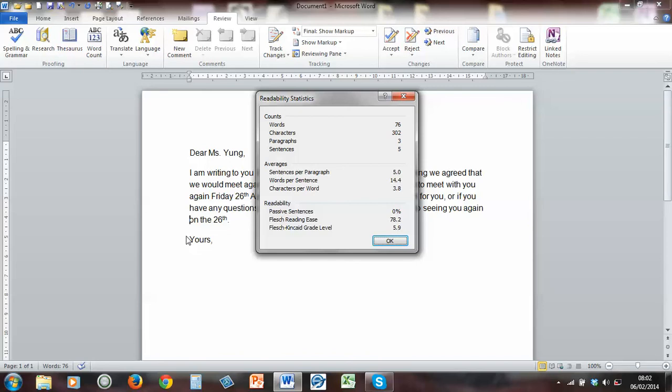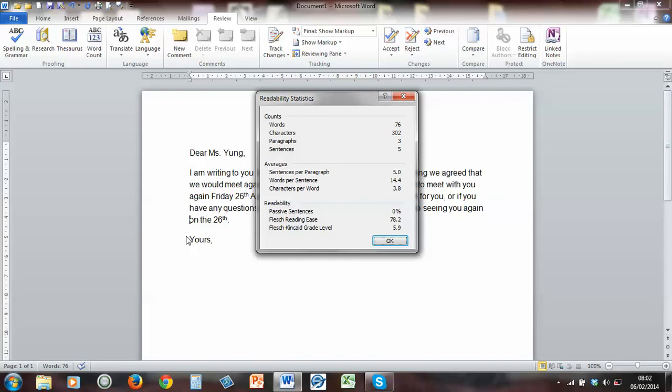And another thing you notice is that the passive sentences, I've also effectively eliminated those. So you can see just in doing that, it's given me a useful guide to how readable that will be for the service user. So learn how to use that facility. It's a really great way of making sure that you are writing in a clear, understandable way.